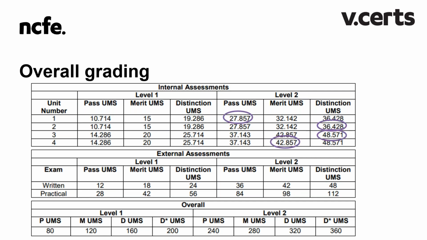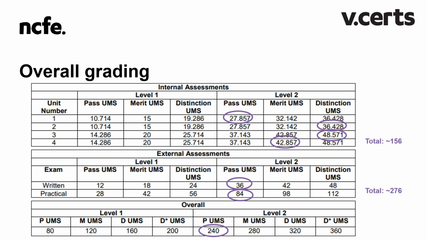Using those grades from the previous slide would give you these UMS numbers. In total, they will have achieved 156 UMS for the internal assessments. If they got passes in their exams, but only just, then their UMS combined is 120, which will bring their total UMS score to approximately 276, which places them on a level 2 pass. The learner would only need 4 more UMS to achieve a level 2 merit, as that is 280 UMS.